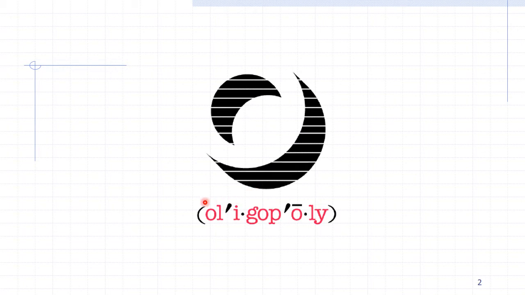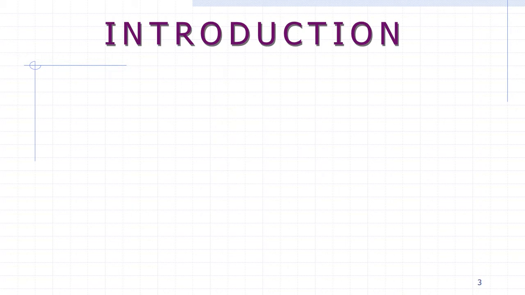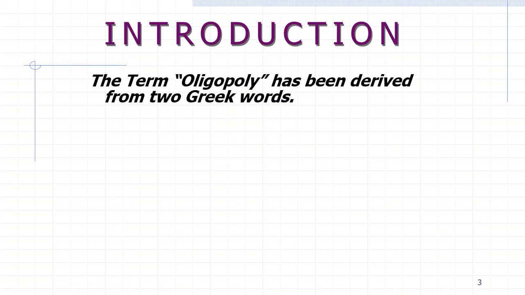Today we are going to do the market structure oligopoly. This is our last market structure. First we will discuss the introduction of the oligopoly.